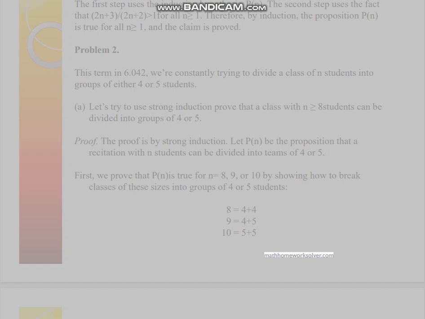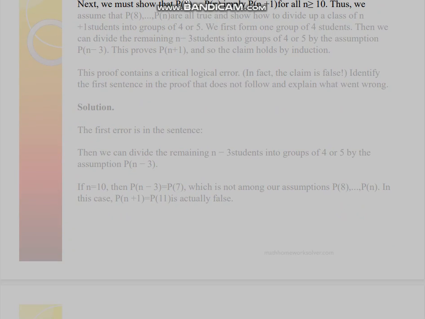Next, we must show that P(8) through P(n) imply P(n+1) for all n greater than or equal to 10. Thus, we assume that P(8) through P(n) are all true and show how to divide up a class of n+1 students into groups of 4 or 5. We first form one group of 4 students. Then we can divide the remaining n minus 3 students into groups of 4 or 5 by the assumption P(n-3). This proves P(n+1), and so the claim holds by induction.